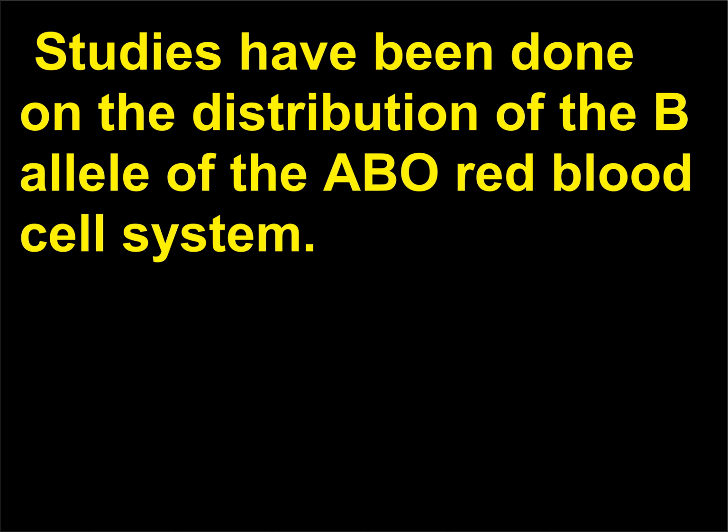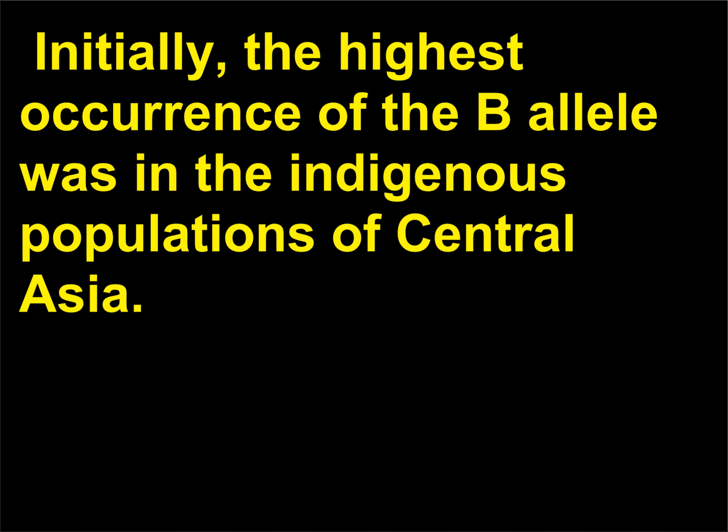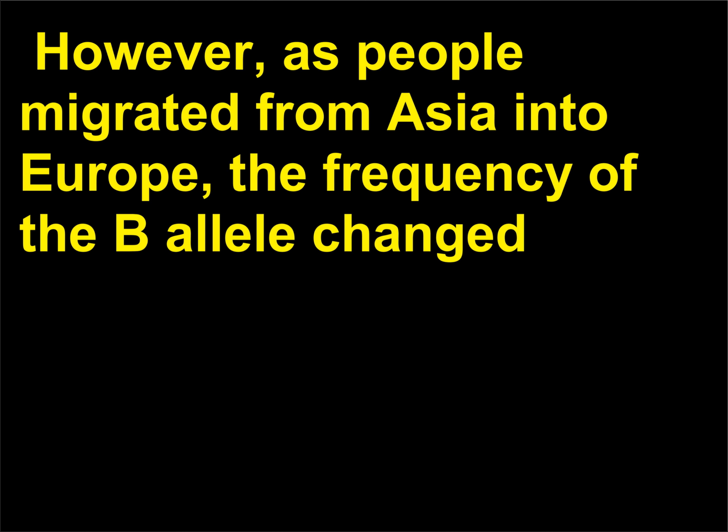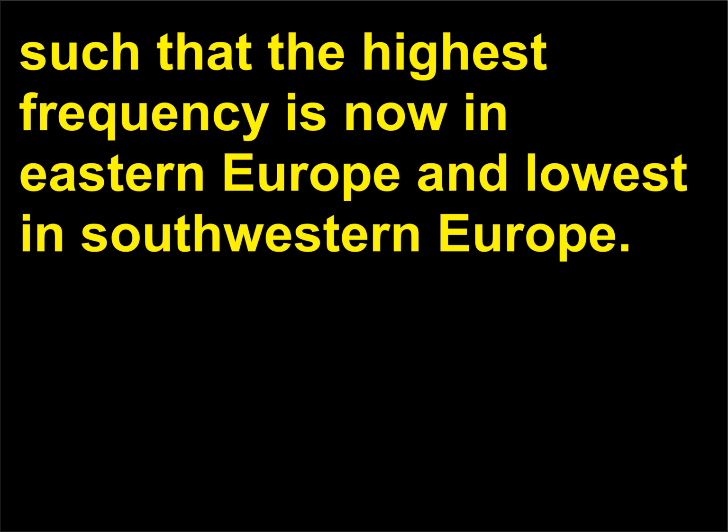Studies have been done on the distribution of the B allele of the ABO red blood cell system. Initially, the highest occurrence of the B allele was in the indigenous populations of Central Asia. However, as people migrated from Asia into Europe, the frequency of the B allele changed, such that the highest frequency is now in Eastern Europe and lowest in Southwestern Europe.